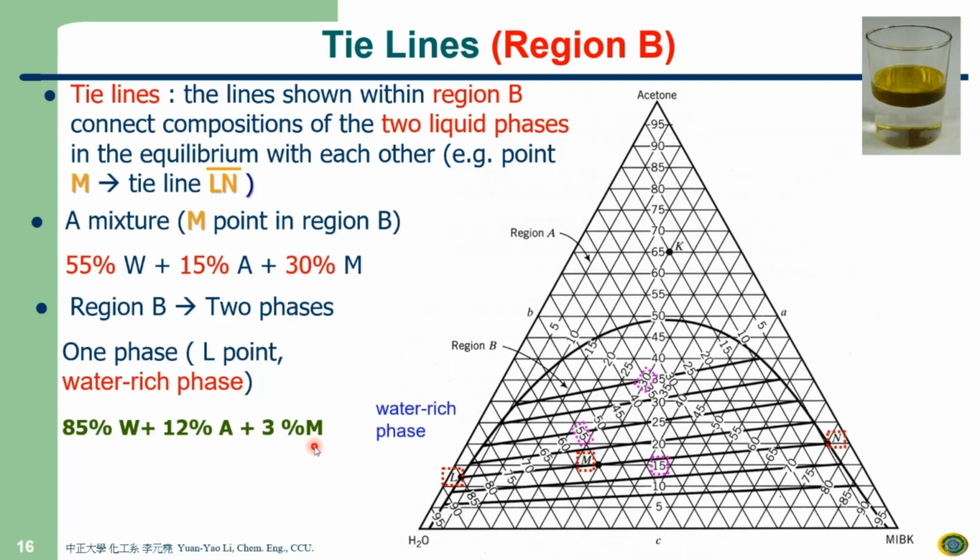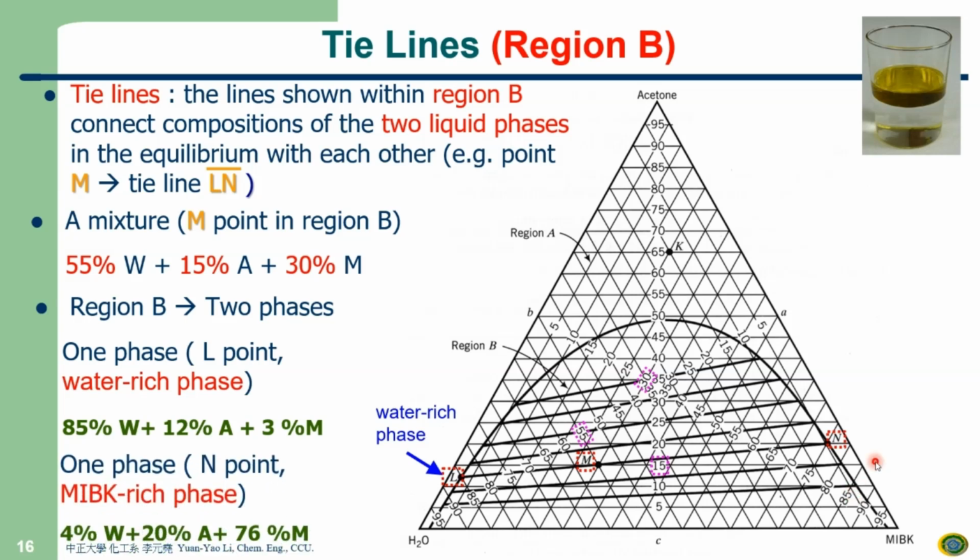And this is water rich phase. And this one will be MIBK rich phase, right? MIBK rich phase is the tie line end here. So water will be about 5%, let's say, well, here is 4%. Anyway, almost there. And then acetone will be this line, 20%. And MIBK will be 95 or 96%. If you put these three numbers together, it will be 100%.